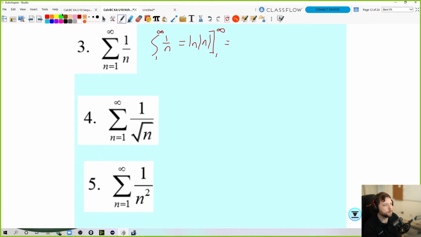I don't do that limit thing. It's too much to write. Ln of infinity minus ln of 1, which is 0, but that's just going to be infinity. So this is going to diverge by the integral test.